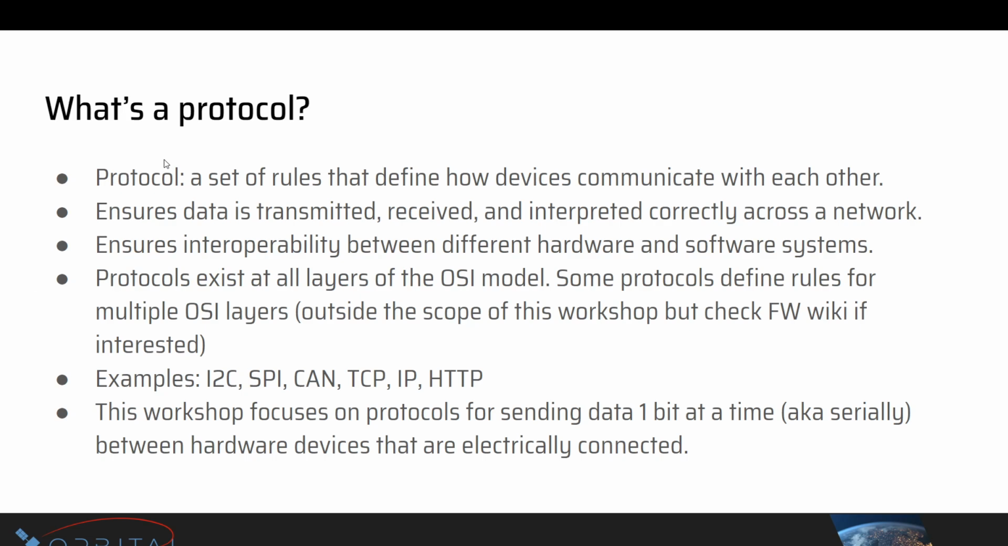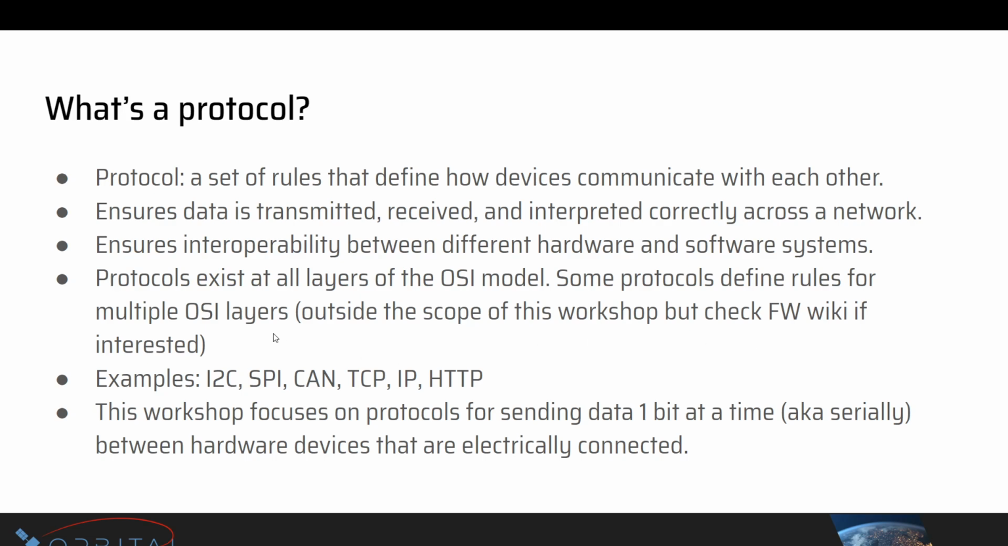A protocol is basically a set of rules that define and standardize how devices communicate with each other. So if you buy a device and it says it communicates through the SPI protocol, you know exactly what it's expecting, how it's going to output its data, and everything. It ensures that data is transmitted, received, and interpreted correctly across the network, and that there's interoperability between different hardware and software systems.